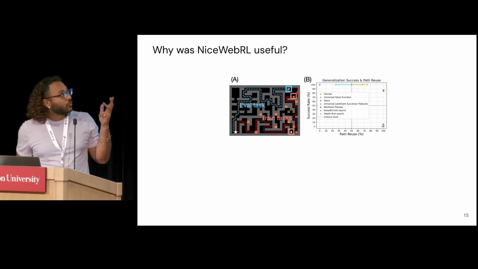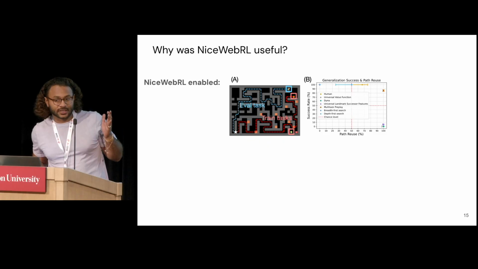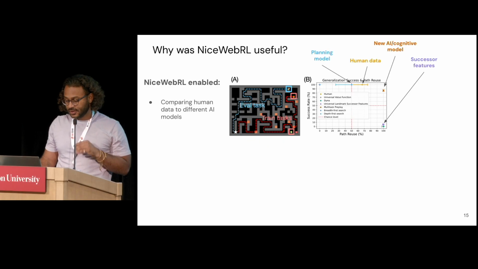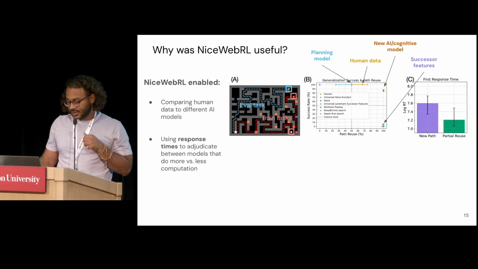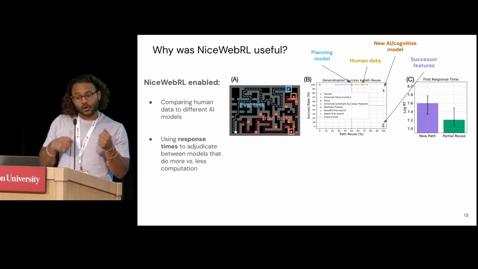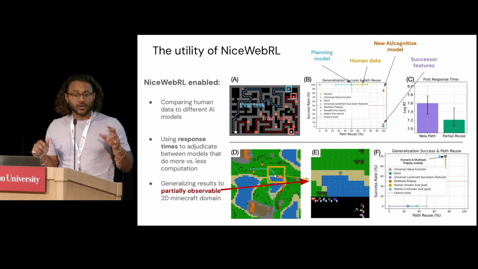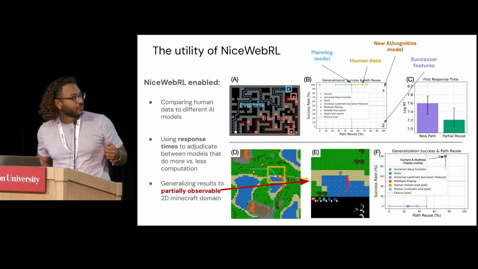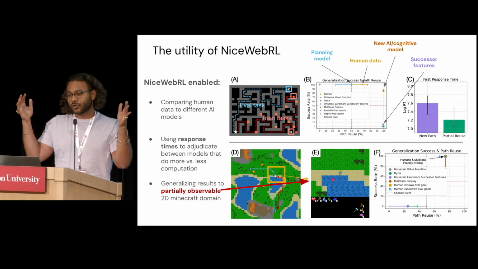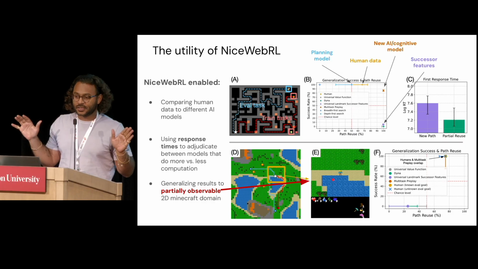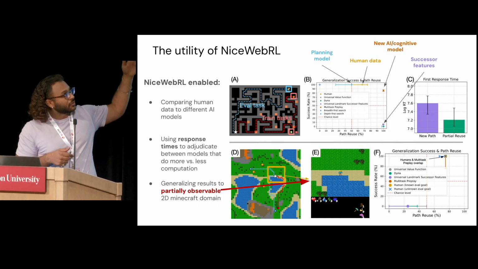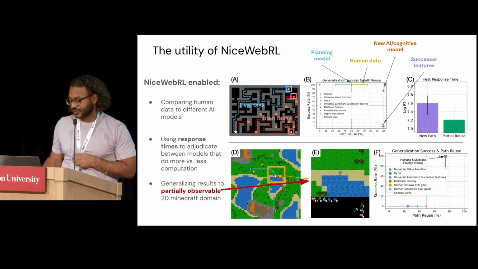So why was NiceOverall helpful here? Just summarizing it, this enabled comparing different AI models, including kind of state-of-the-art AI models. We were able to use response times to adjudicate between models that do more or less computation. And then we also generalized these predictions to this 2D Minecraft environment where you only have partial views of a large world with many objects. I'm not going to go through the details of this, but it just shows you, here's a cog-sci question, we want to build human-like AI, and we're able to get generalizable results using this tool.